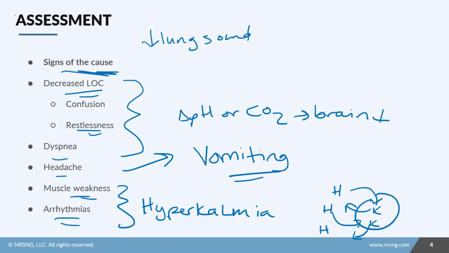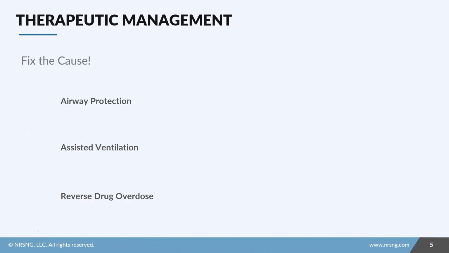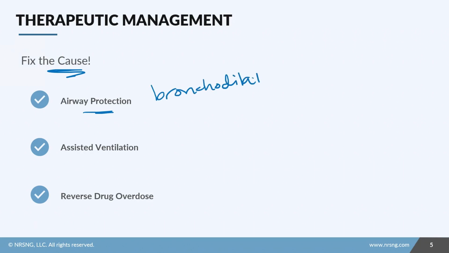So you're going to see signs of the cause, signs of the acidosis, and signs of the hyperkalemia. Management of pretty much every acid-base imbalance is always going to start with fixing the cause. So we might need to protect and open up their airways. That might mean bronchodilators or maybe some sort of artificial airway, maybe a nasotrumpet or an oral airway, whatever's required for that specific patient.